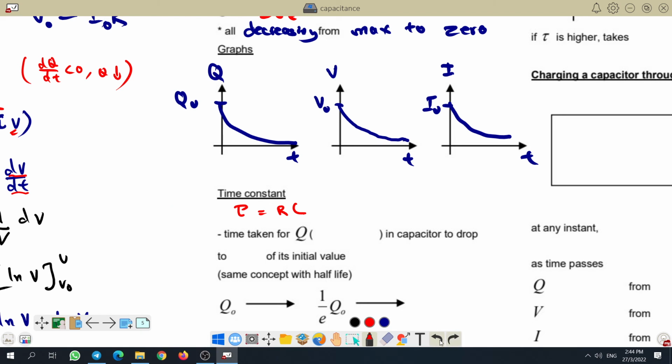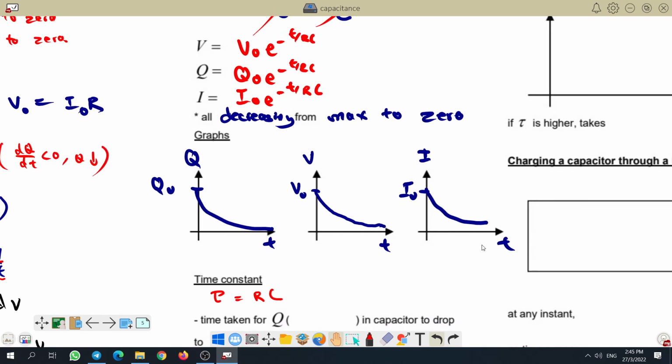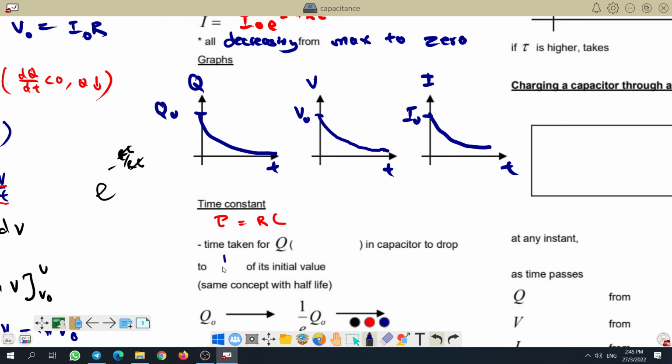It's the time taken for charge Q in the capacitor to drop to, because what will happen in RC? Because it's e negative t per RC. So if your time is RC, then it becomes e negative 1. So time taken for Q in the capacitor to drop to 1 over e of its initial value. For half-life, it drops to 1 over 2 of its initial value. In fact, you find the half-life will be something like RC with a ln 2, I think.